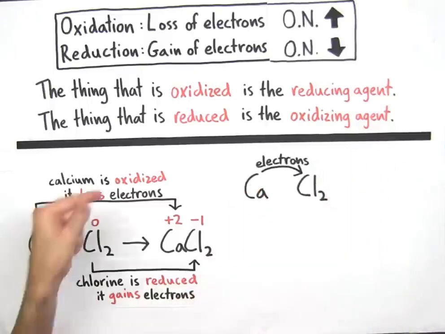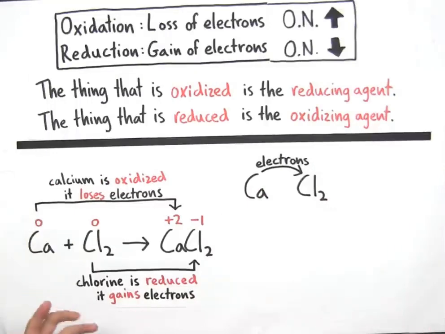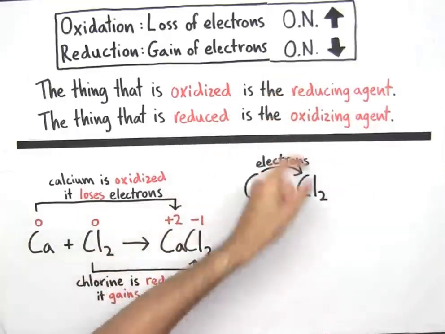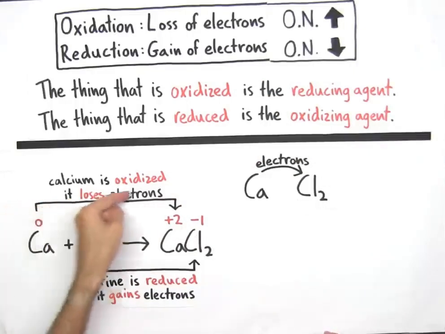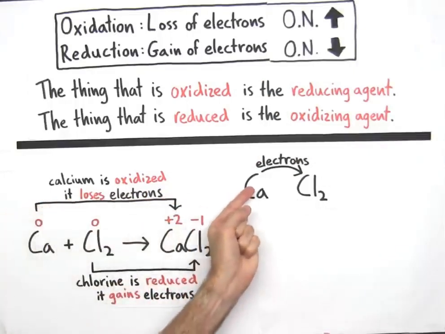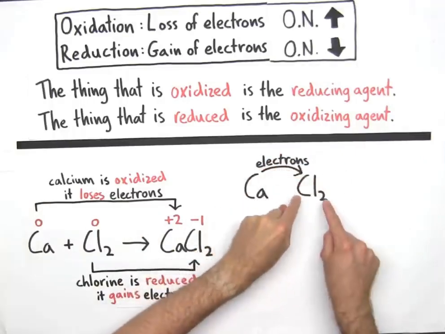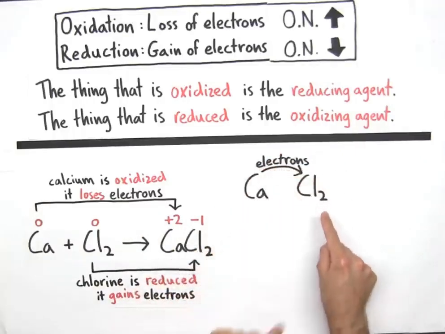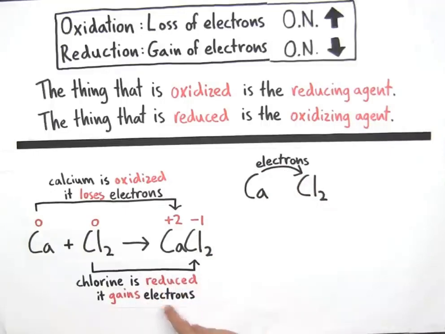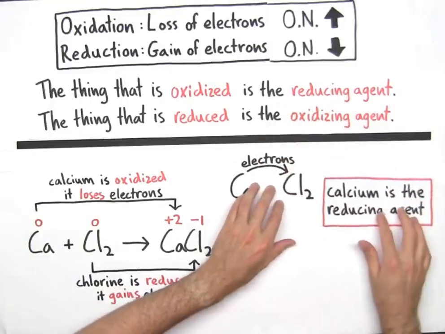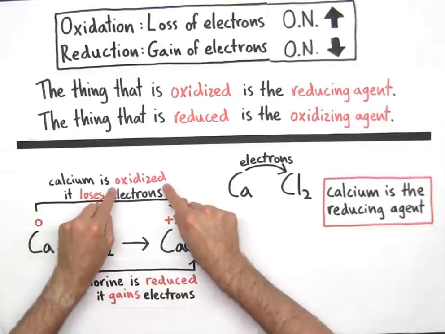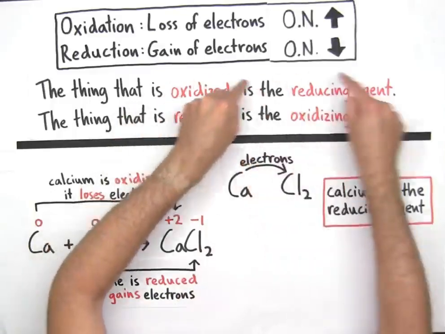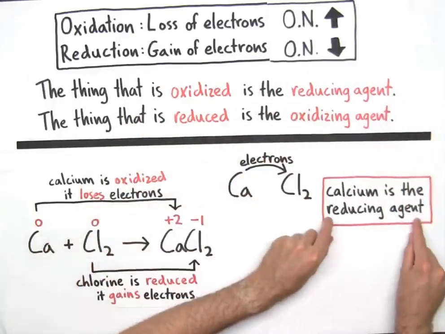Now, we know what's being oxidized and what's being reduced. Let's figure out what is the reducing agent and what is the oxidizing agent. Calcium here is losing electrons. It is giving electrons to chlorine, but by doing that, it is allowing chlorine to become reduced. It is allowing chlorine to gain electrons. So calcium is the reducing agent, because the thing that is oxidized is the reducing agent.